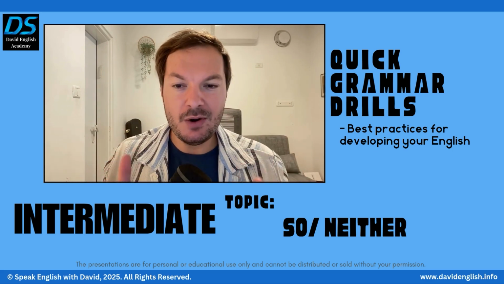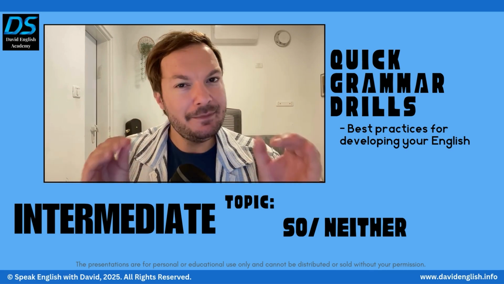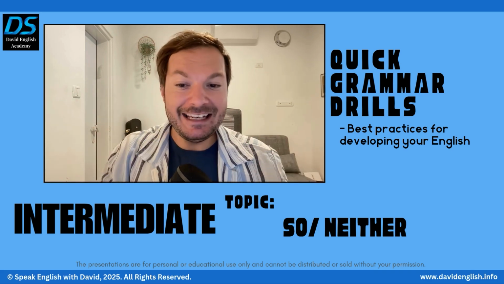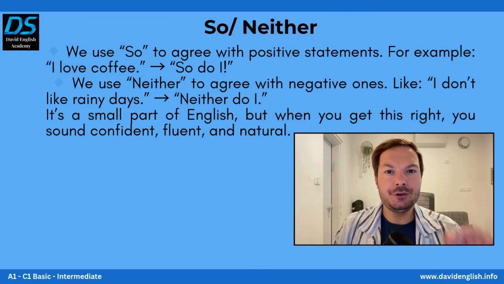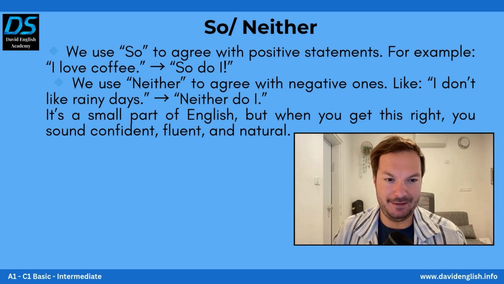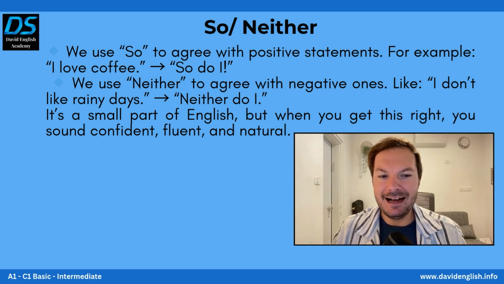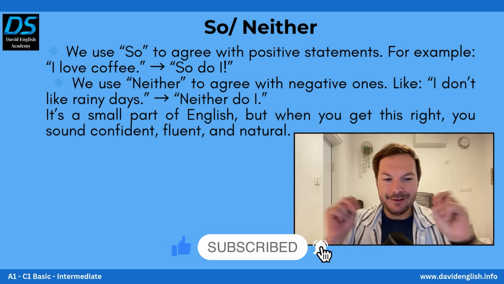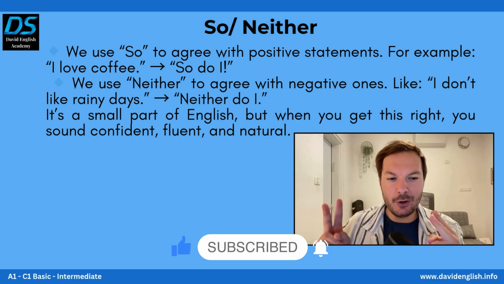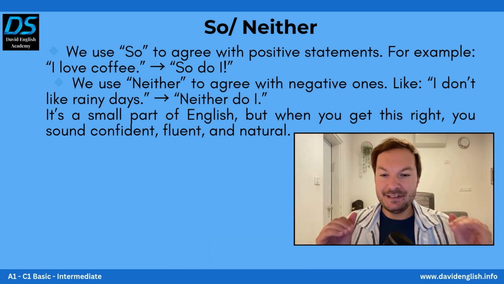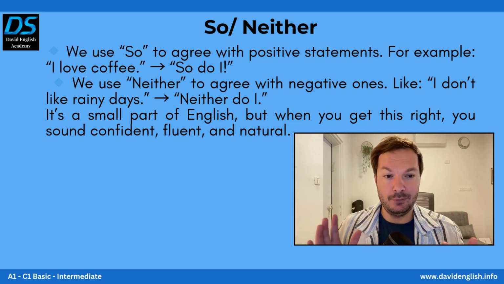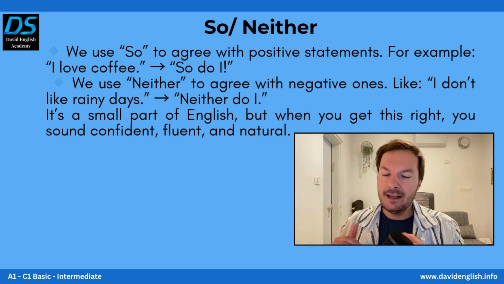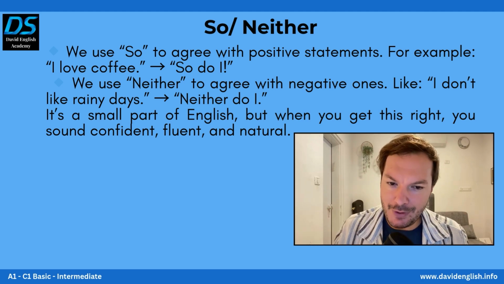Today, we're looking at a super useful and often misunderstood part of English grammar. So and neither. We use so to agree with positive statements. For example, I love coffee. And you want to agree with that person that says, I love coffee. So you want to say back, so do I. We use neither to agree with negative ones, like, I don't like rainy days. And then you say back, neither do I.